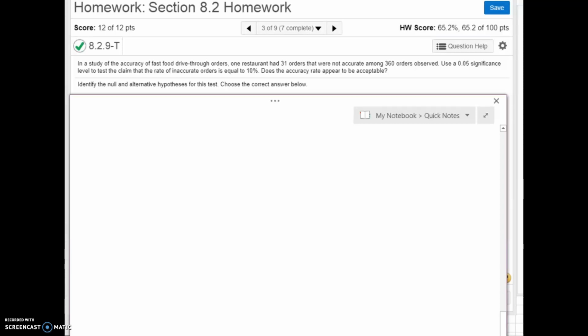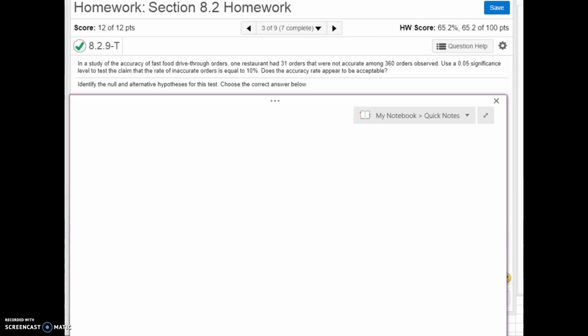I'm going to go through the whole hypothesis test, step 1 through 8, on this question for the p-value method, and then I'll go back and answer each part of the question. But this is from number 3 on section 8.2.